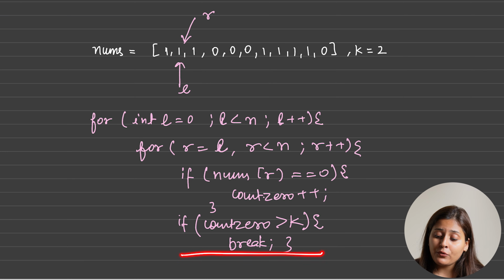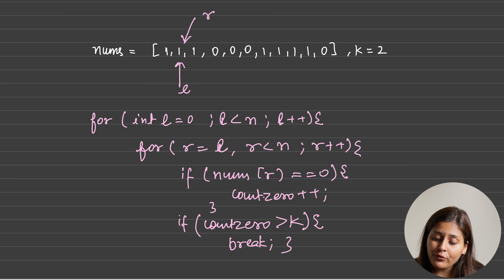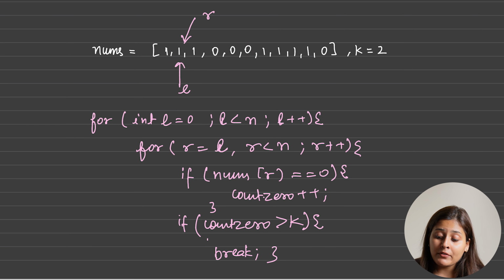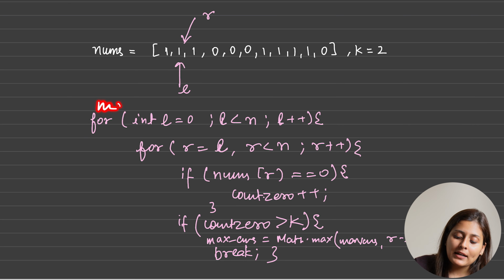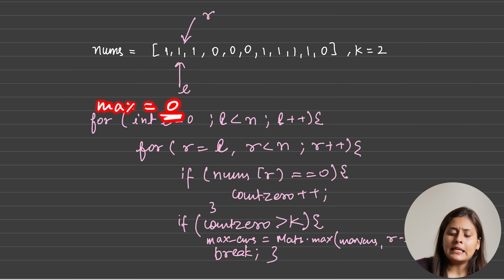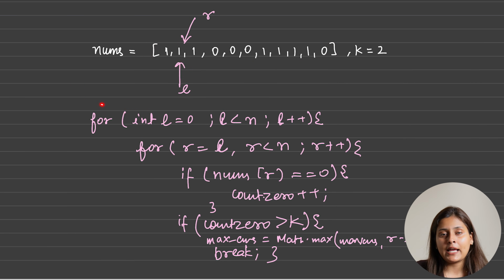Correct? Now what do you think? Before breaking, you should have calculated this length also. Correct? Yes. So before breaking, we will calculate the length and update our max answer. So max answer will be nothing but Math.max of the maximum answer till now, or else right minus left, because this is our current length. Correct? So at the end, after coming out of all the for loops, we will simply return our maximum answer. We will initialize our maximum answer with 0, because obviously even if the nums length is 0, the maximum answer will be 0 only.